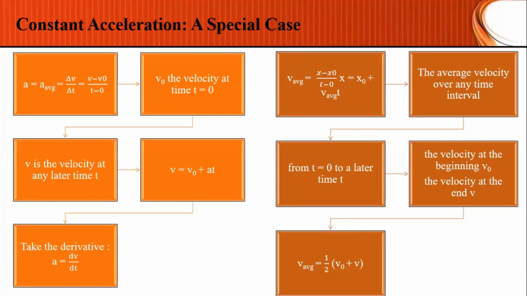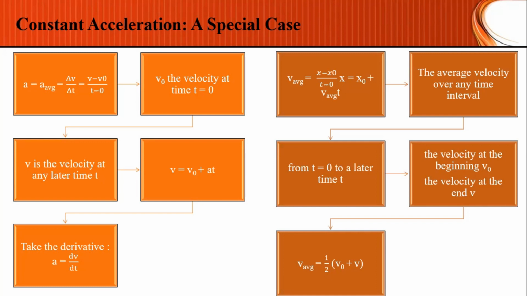Constant acceleration, a special case. a equals a average equals delta v over delta t equals v minus v0 over t minus 0. Here v0 is the velocity at time t equals 0 and v is the velocity at any later time t. We can recast this equation as v equals v0 plus at. Taking the derivative of this equation yields a equals dv over dt, which is the definition of a.